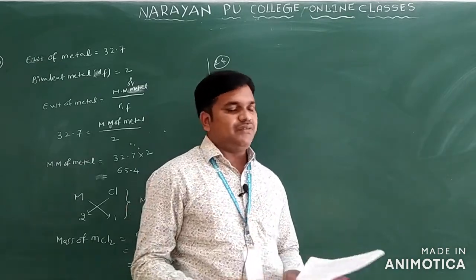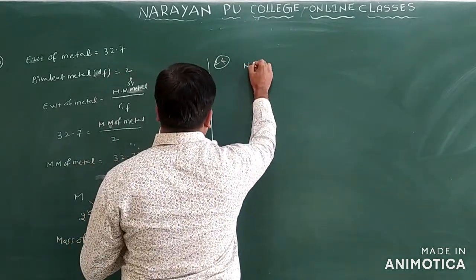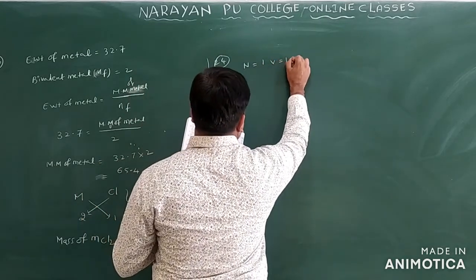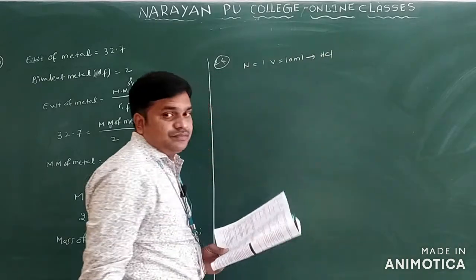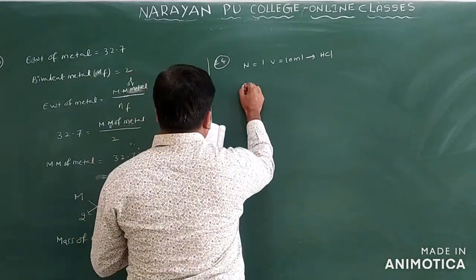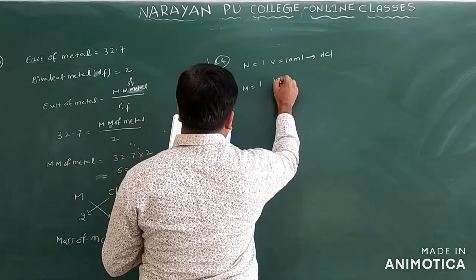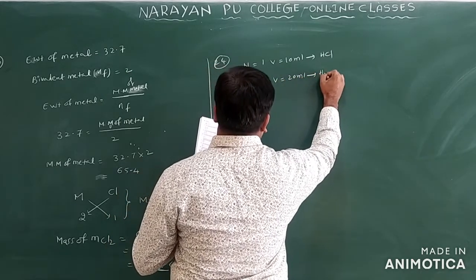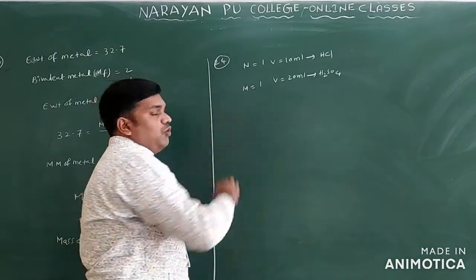Let us see first what information is given here. Normality is given, 1 only, and volume is given, 10 ml. This is for HCl. Come to the next one. We have normality not given. They gave molarity. Molarity is given 1 and volume is 20 ml. This is for H2SO4. Here normality is there, here molarity is there.